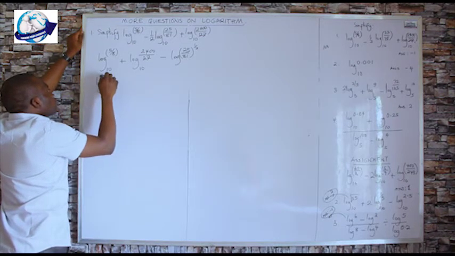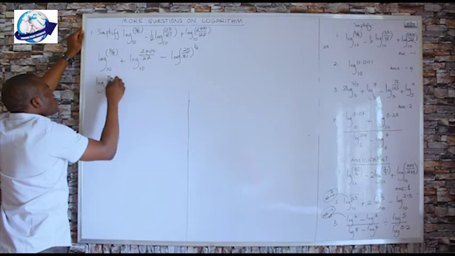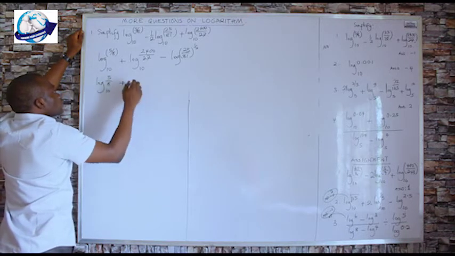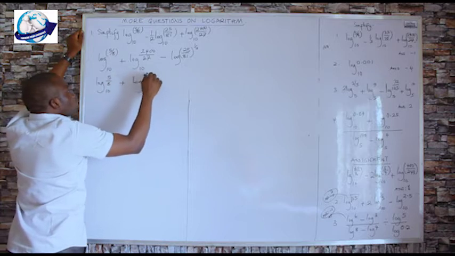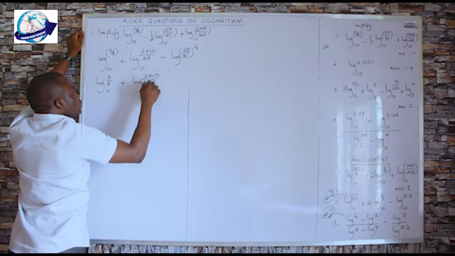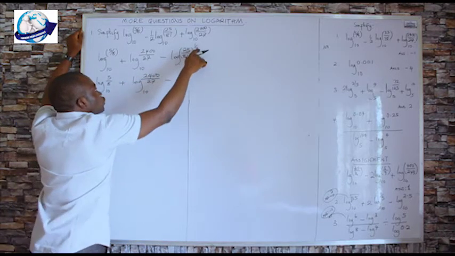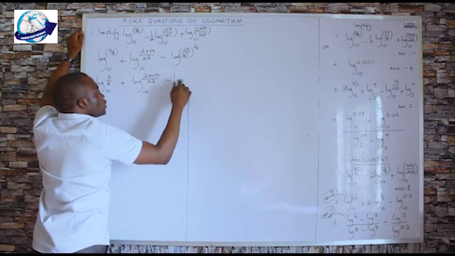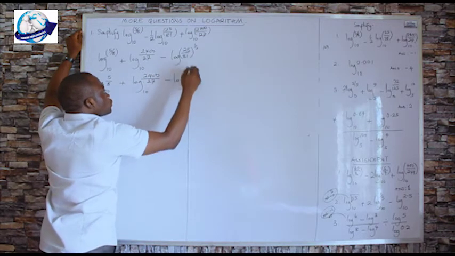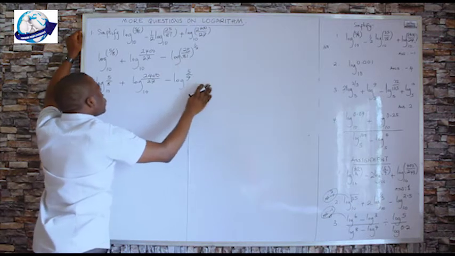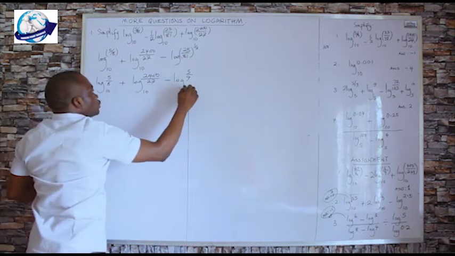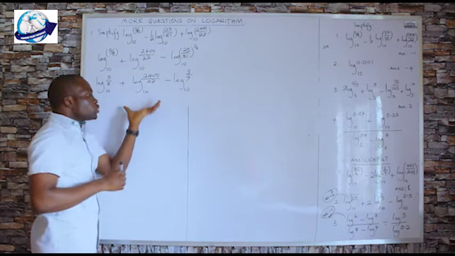Alright, so at this junction we can express that to become log 5 over 8 base 10 plus log 2400 over 27 base 10 minus log of, what is square root of 25? Square root of 25 is 5. Square root of 81 is 9. Okay, this is what you have now. So now everything, mind you, is base 10. Okay, so everything is balanced now.